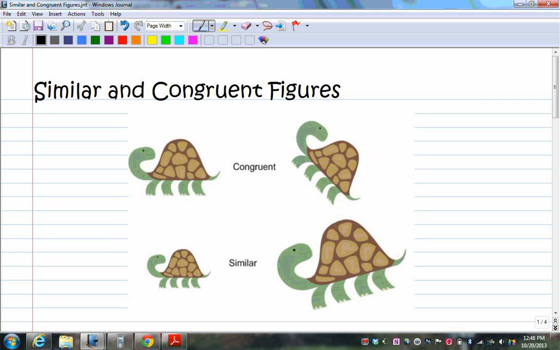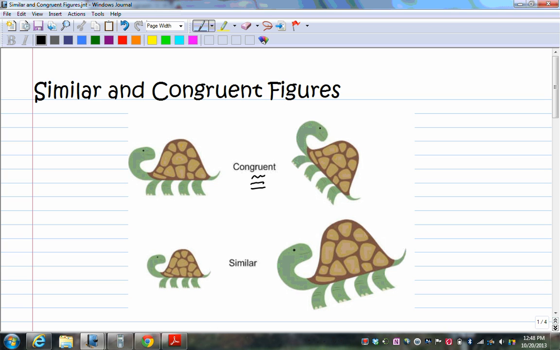If you're looking at the first two turtles on the top, they are congruent, meaning they have the exact same size and shape. Now, when you look at them, they're not the same orientation, but that doesn't matter. What matters is that they're the same size and shape. Then we say that they are congruent. We have a symbol in math for congruence, and it is this. It's the equal sign with a squiggly above it. That means congruent.